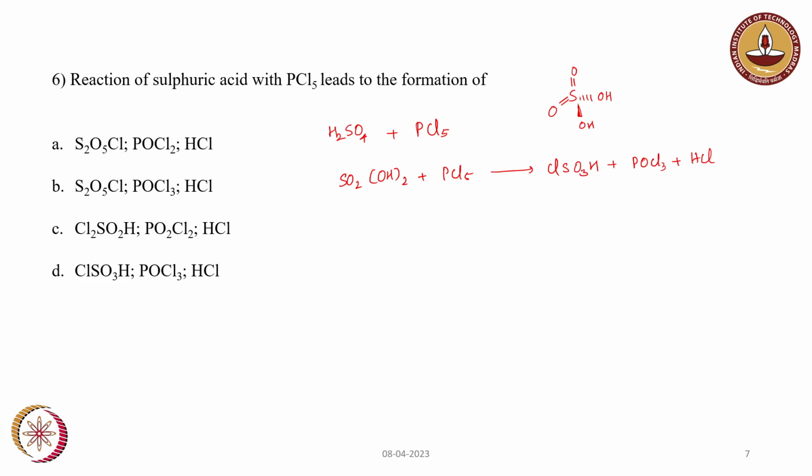So here one OH will be replaced with a Cl, and that oxygen will be taken by the phosphorus, and one of the chlorine will be given to hydrogen to form POCl3 and HCl. So the answer is option D, ClSO3H, POCl3 and HCl.